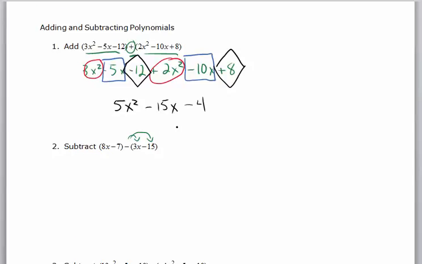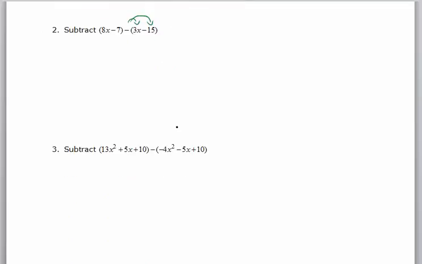Let's take a look at the second problem. So again, like I mentioned before, this is very important, that negative sign. That means I got to distribute that to both numbers. And I see this mistake all the time. The negative gets distributed to the first term, but not to the second.